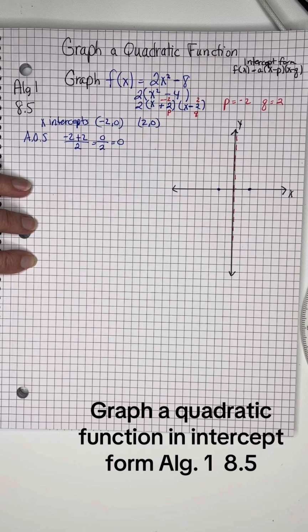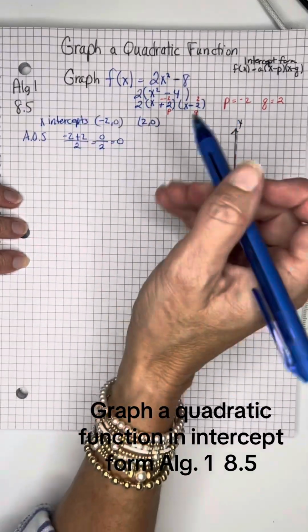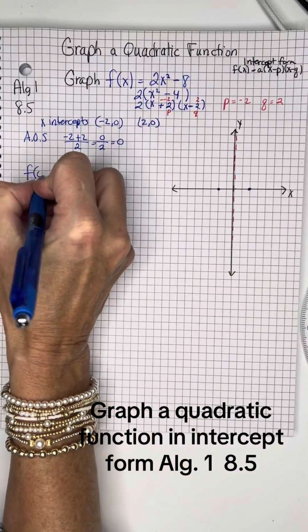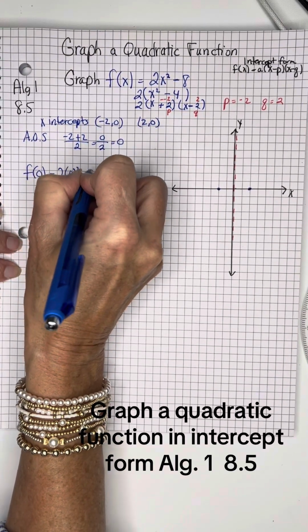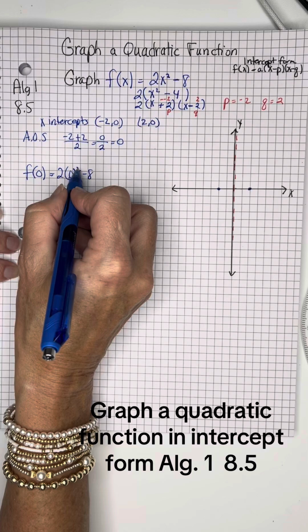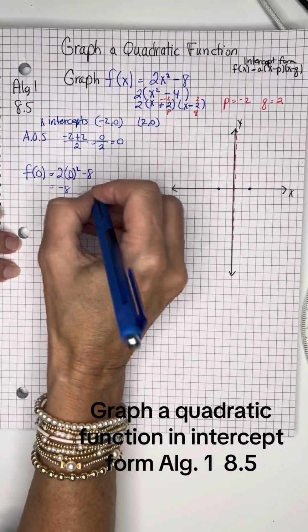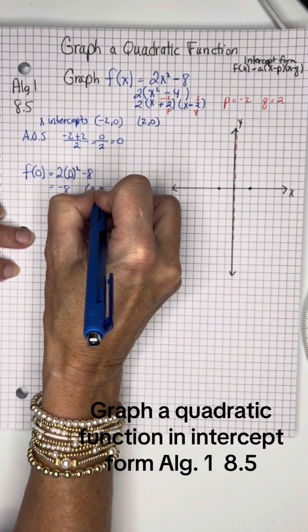Let's see, what do we need to do now? Find the vertex, okay? Take your vertex and plug it into the equation, and you can plug it into the first one if you wish. So f of 0 equals 2 times 0 squared minus 8. 0 squared is 0, 0 times 2 is 0, so I have it being just a negative 8. So I have the ordered pair at 0, negative 8.